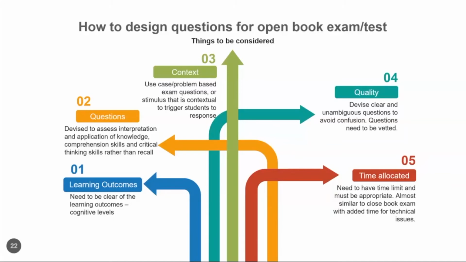It's related to what we have taught. It's related to the level of the learning outcome, and it's feasible for students to actually answer. The next thing we need to consider is the time allocated. You need to have a time limit and it must be appropriate. Although it's similar to the closed book exam in how complex it is, you also have to add technical time in order to avoid any possible technical issues.